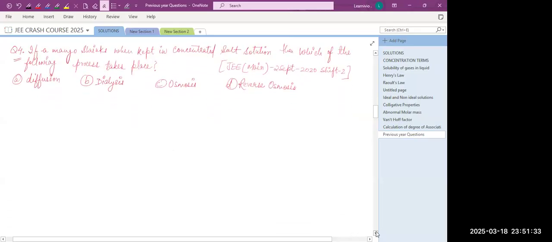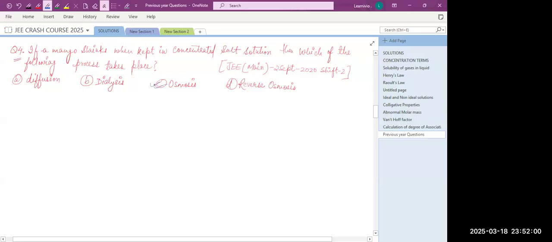Okay, try this question. Question number 4. If a mango shrinks when kept in concentrated salt solution, then which of the following processes takes place? Tell me. Very easy question. C. How? Osmosis. Yes, how?